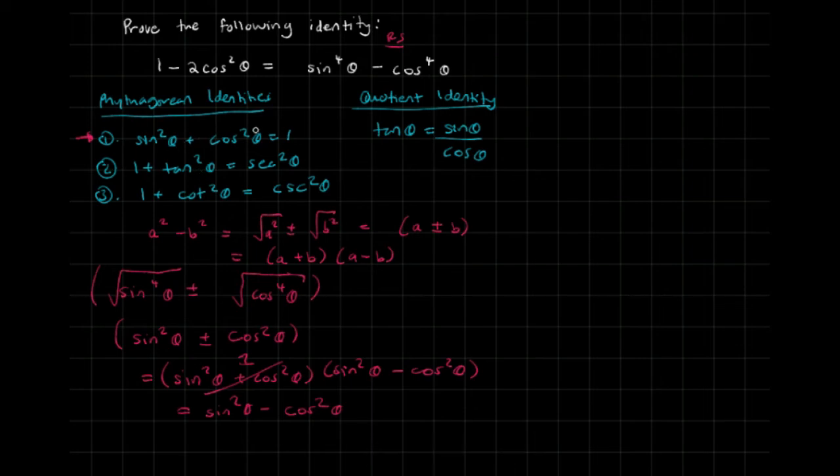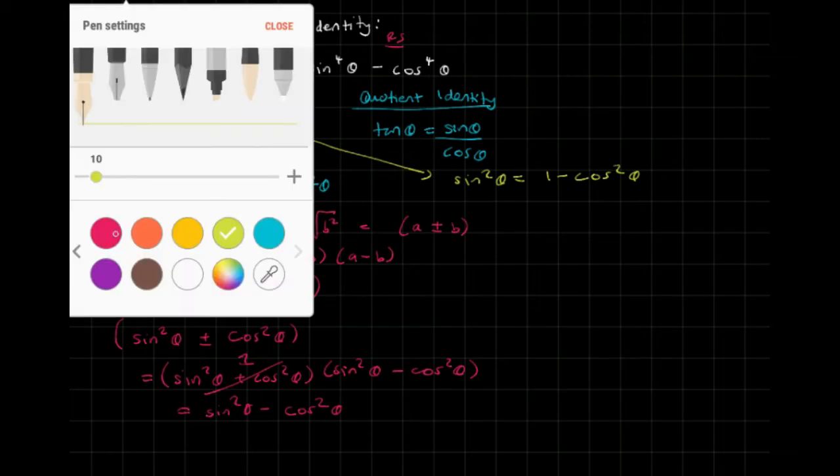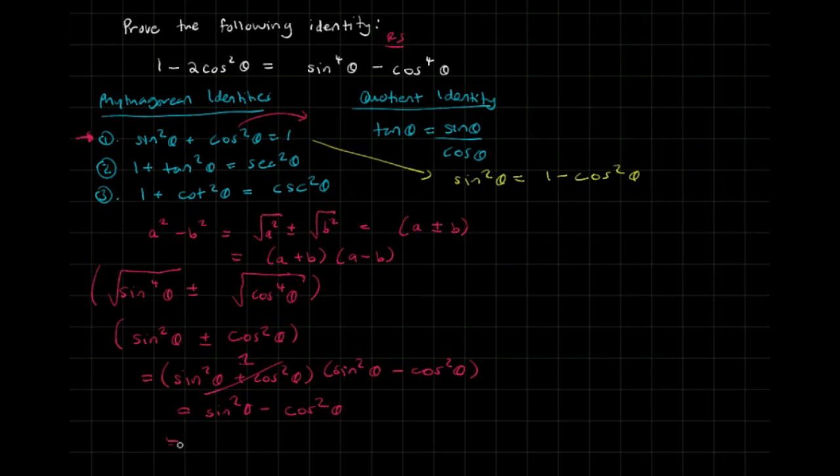The way we're going to do this is I'm going to take my first identity and move the cos squared theta to the other side, because I can solve for sine squared theta. If you do this, you can see that an equivalent expression for sine squared theta is 1 minus cos squared theta. This is always true because this is an identity, right? So I can plug that in for sine squared theta. If I do that, you will get 1 minus cos squared theta minus cos squared theta.